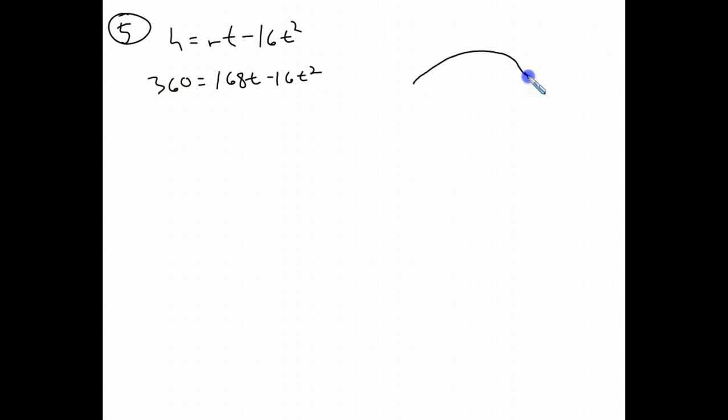If we fire a rocket, it's going to have a max height up here. We have our ground level down here. It may hit this thing more than one time at 360 feet.